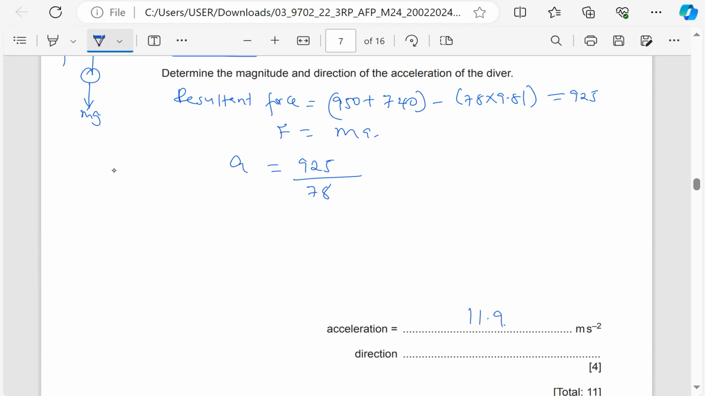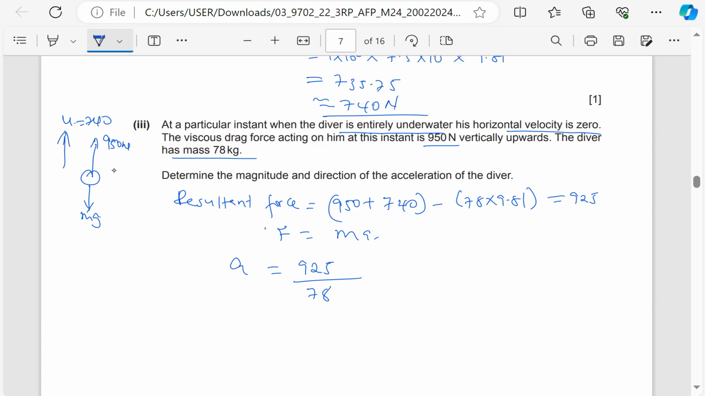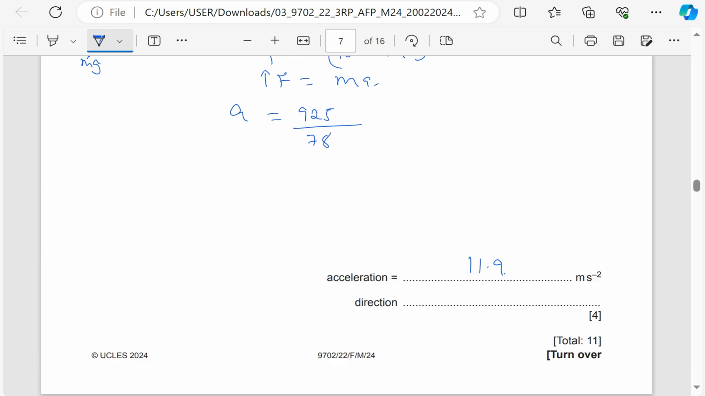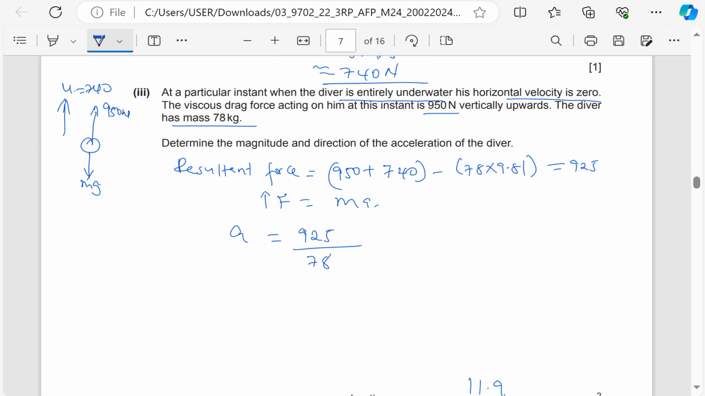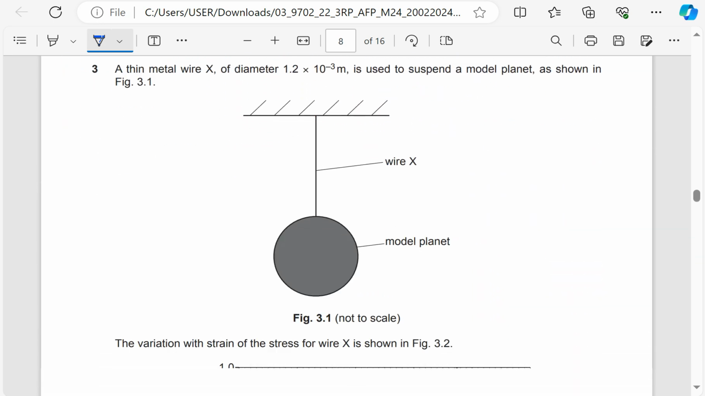11.9 meters per second squared. And because the resultant force here is upwards, it means the acceleration is vertically upwards. The acceleration is always in the same direction as the resultant force. So because total forces upwards are bigger than the force downwards, the resultant force is vertically upwards.